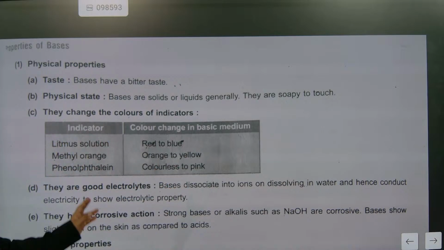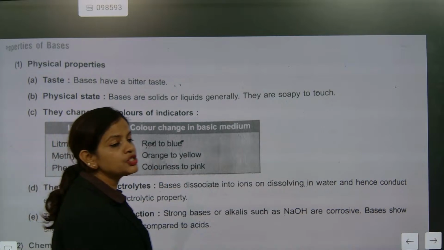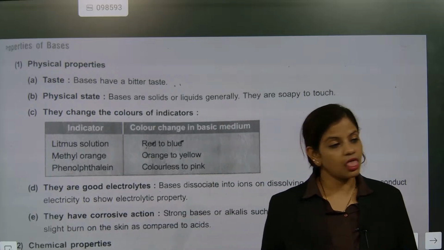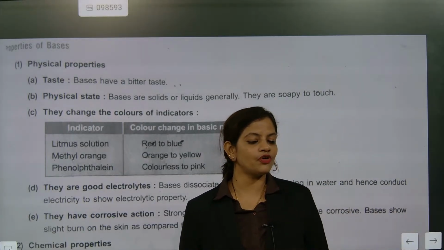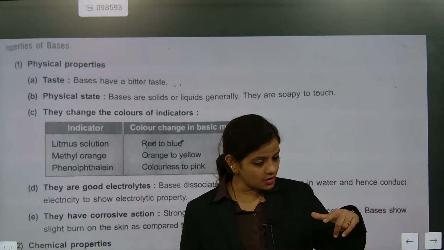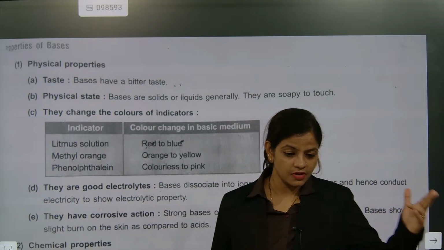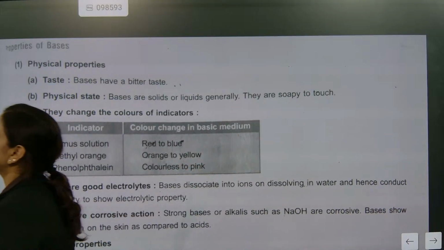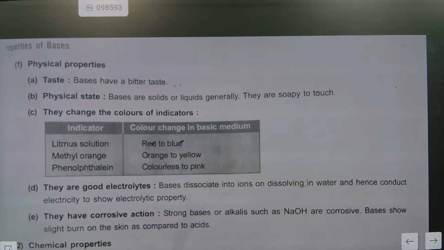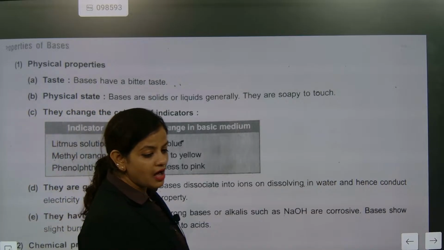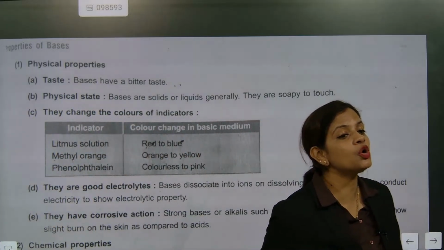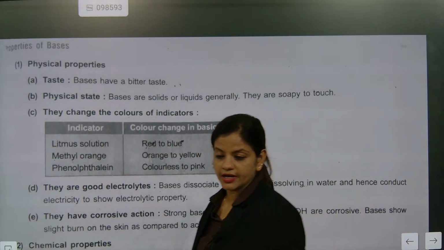Methyl orange. For acid, orange to, for acid, for base. Color, phenolphthalein. Phenolphthalein will become colorless to pink. That's very important. Understood or not?